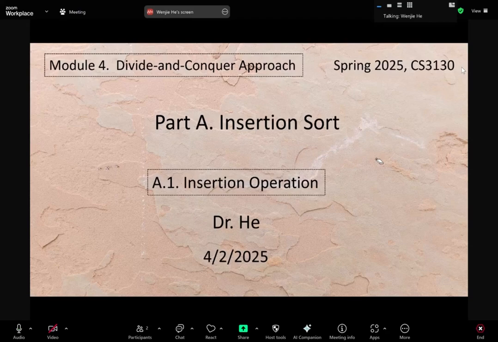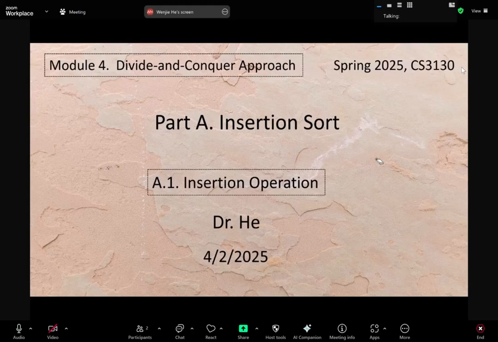This is our third sorting algorithm. The first one, selection sort. The second one, the bubble sort. The third one, insertion sort. After that, we have a few more sorts we need to learn, like merge sort, quick sort, and heap sort. All right, 8.1, insertion operation.